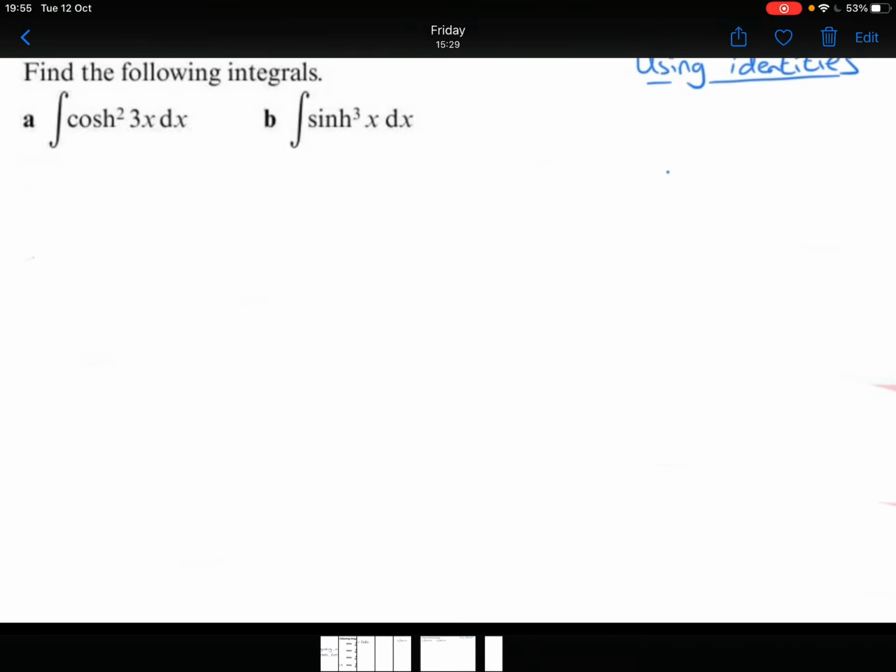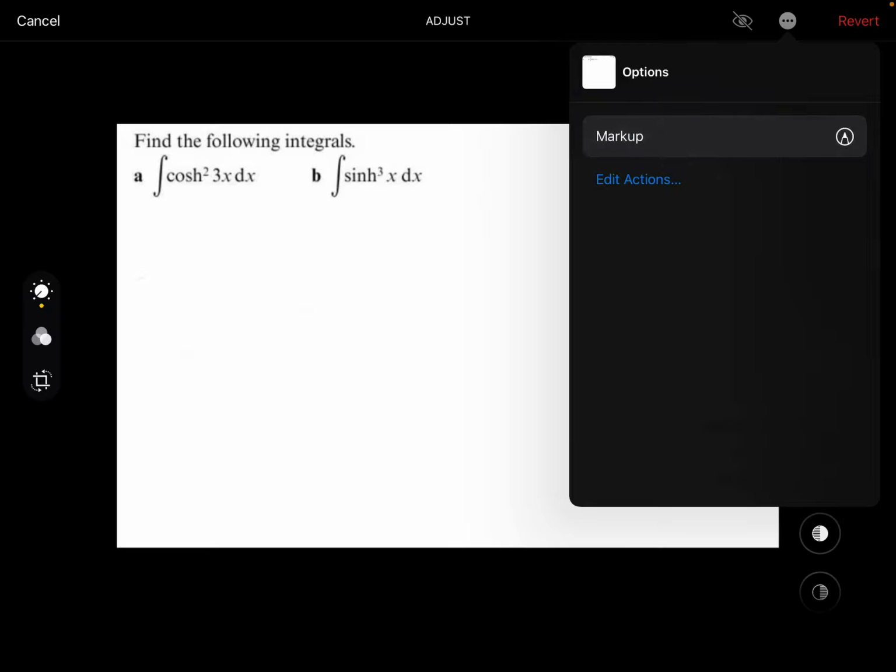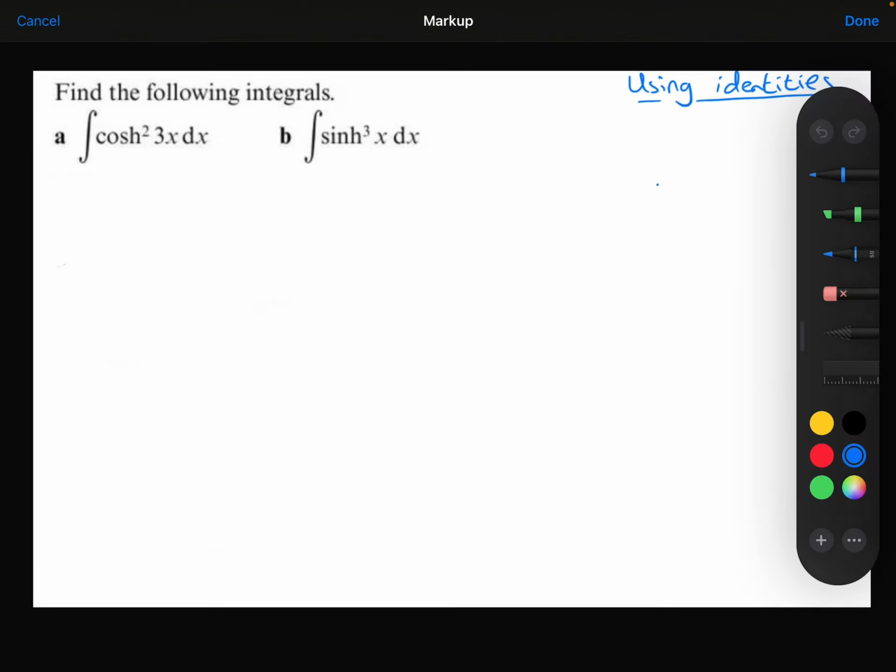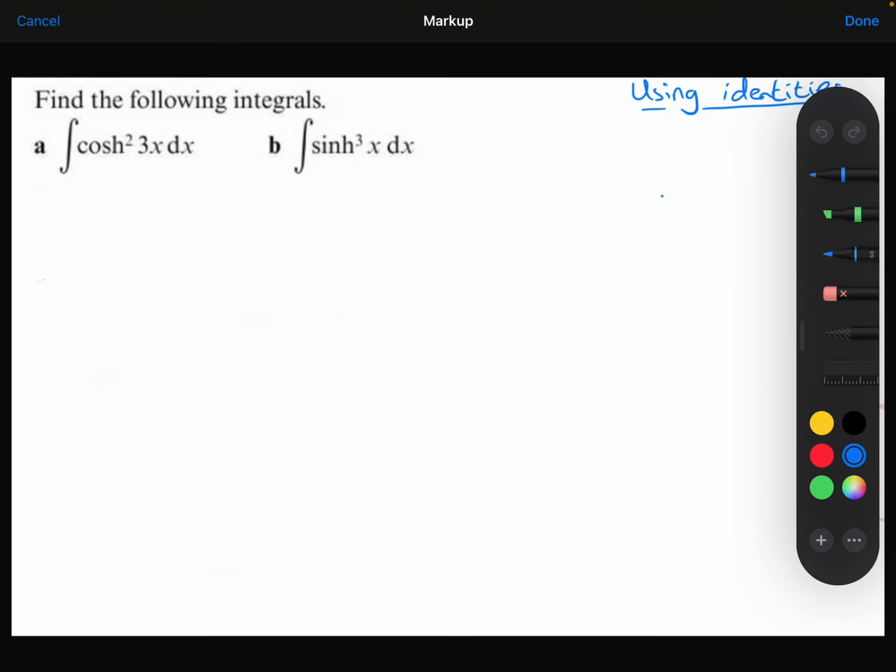We're going to do three more examples in this video. So here we're going to be using some hyperbolic identities to help us to integrate these. So let's focus on that first one. We've got cosh squared 3x.